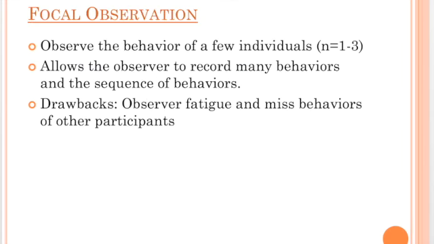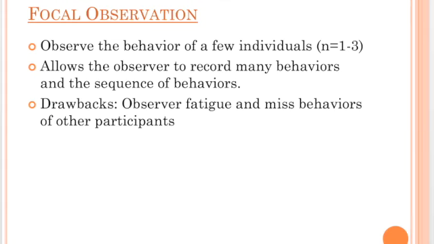In that case, you might use focal observation. In a focal observation, you observe the behavior of only a few individuals. This allows the observer to record a lot of behaviors and even sequences of behaviors. This animal did this, and this animal responded this way. This first animal then responded a different way. So you can get some really complex and some very low-key kinds of subtle behaviors, such as facial expressions, small calls that animals might make under their breath that you can't hear.